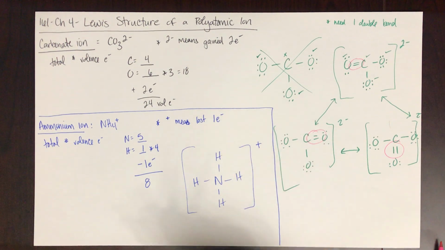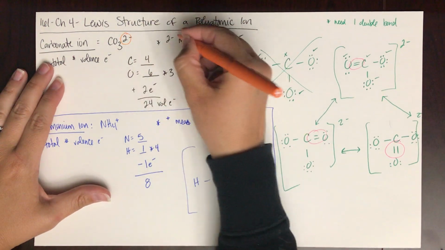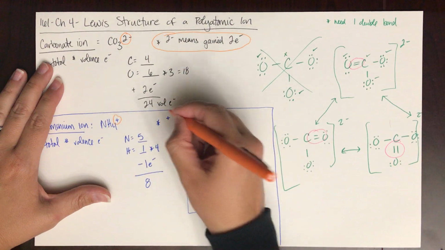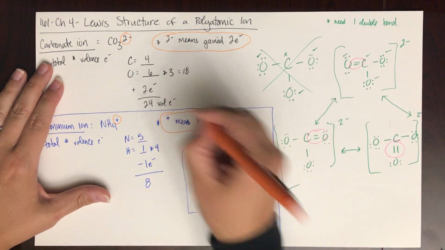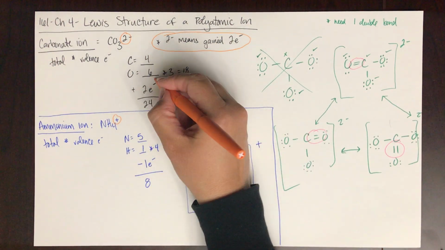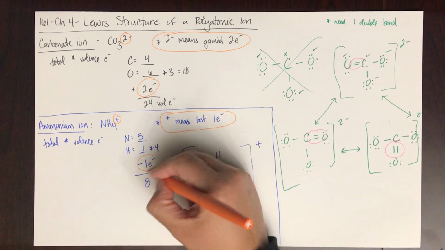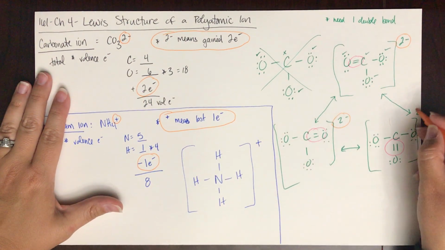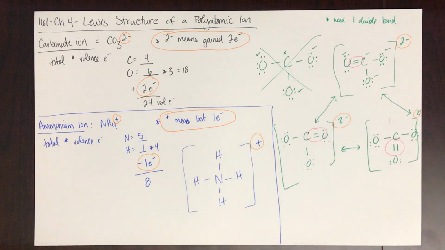So these are examples of Lewis structures of polyatomic ions. The things to pay attention to here are that when you have an ion, that tells you how many electrons you've either gained or lost, and you need to represent that both in the total number of valence electrons, and show it outside of the brackets when you draw the Lewis structure.